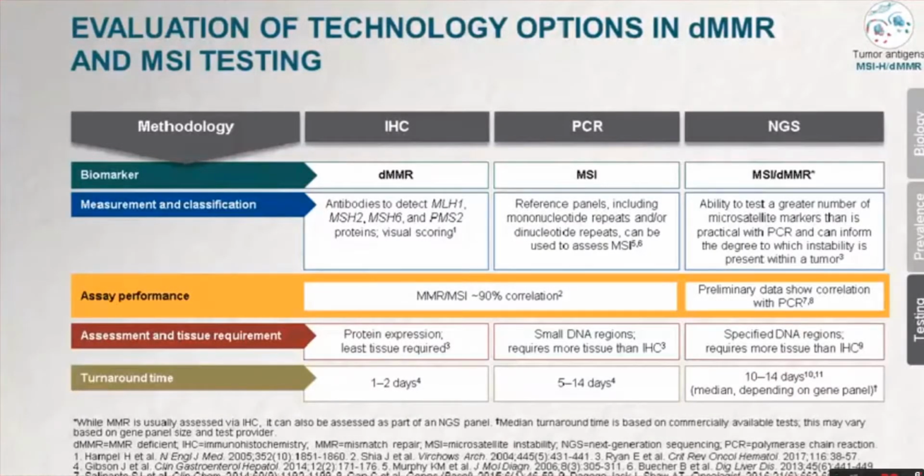Now, there are different ways to measure microsatellite instability and mismatch repair deficiency in tumors. There are 3 basic general ways that are shown in the columns. The first is using immunohistochemistry. Pathologists can apply immunohistochemistry to look for loss of the key proteins MLH1, MSH2, MSH6.